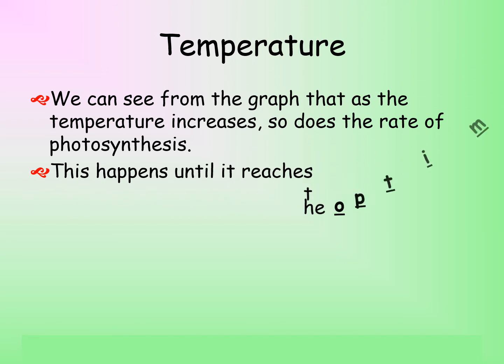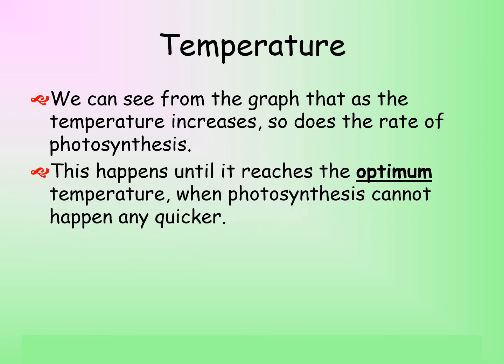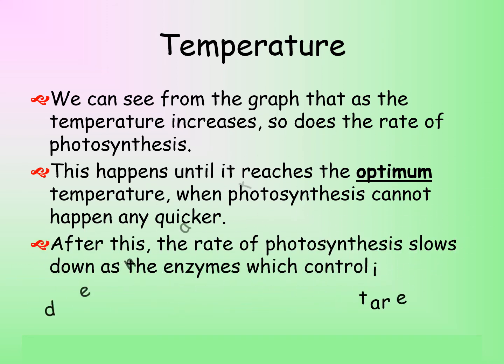We can see from the graph that as the temperature increases, so does the rate of photosynthesis. This happens until it reaches its optimum temperature. After this, the rate of photosynthesis slows down as the enzymes which control it are denatured.